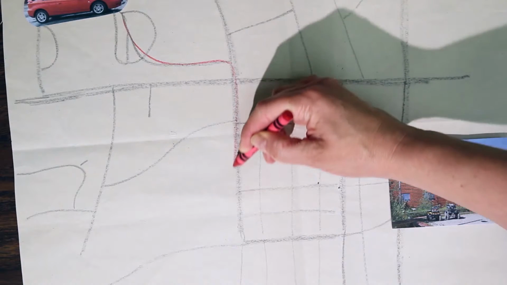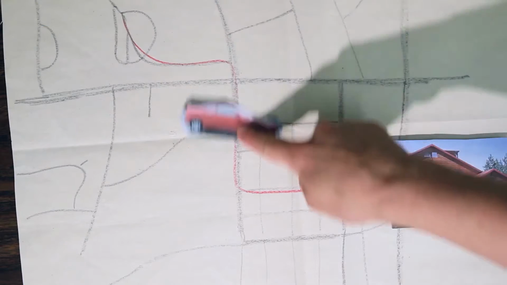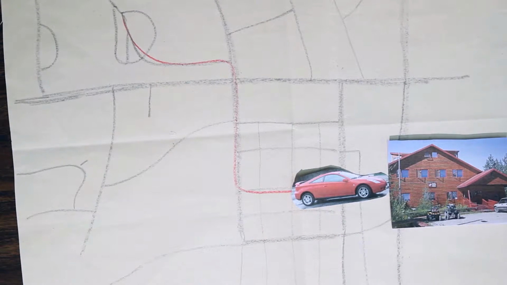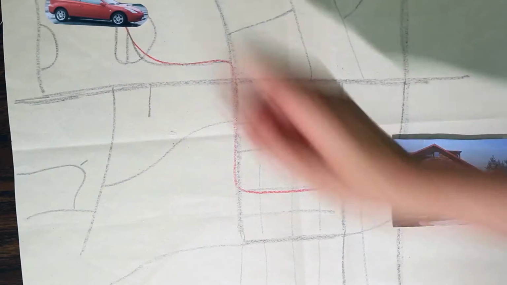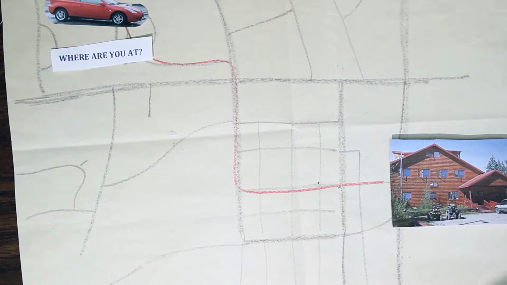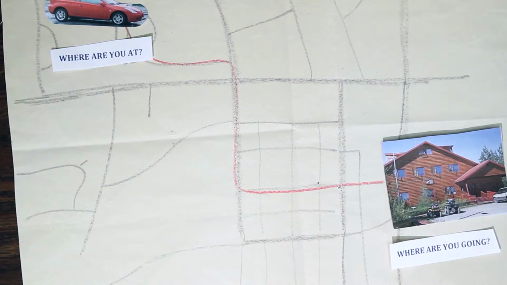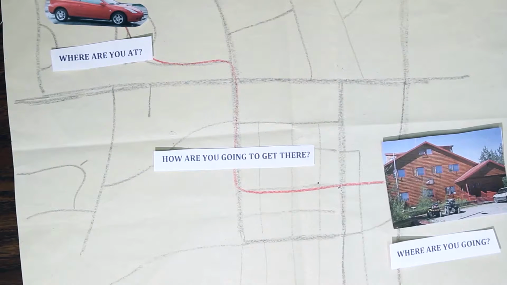And once we've got that route, then we can follow it and end up where we want to go. So we start out by figuring out where we're at, then where we want to go, and how we're going to get there, the route that we're going to follow.